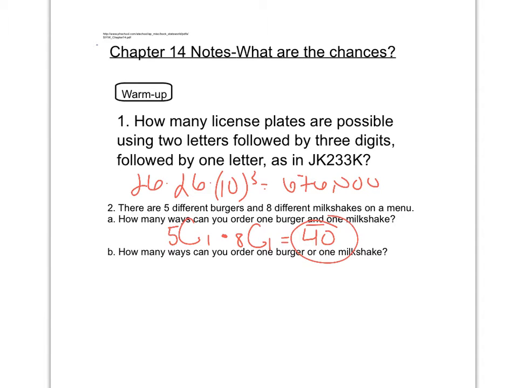Now, the OR scenario is the one below that, so this would be 5 choose 1 plus 8 choose 1, so then that gives you 13. Because again, that OR means addition.